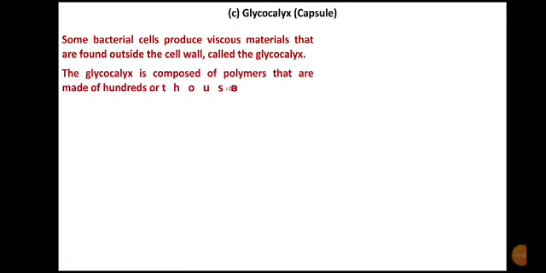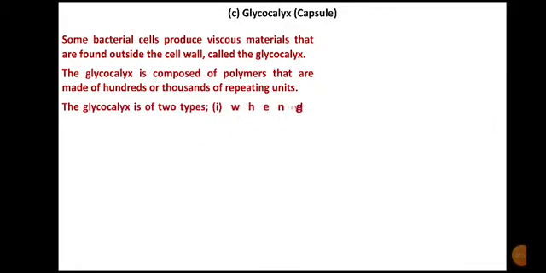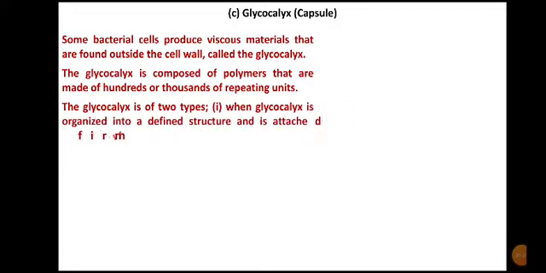This glycocalyx is composed of monomers. That means it is a type of polymer, made up of hundreds or thousands of repeating units of monomers. So this glycocalyx may be made up of carbohydrates majorly. It may be made up of protein in some cases, and in some cases of glycoproteins. So this glycocalyx in general is divided into two categories.